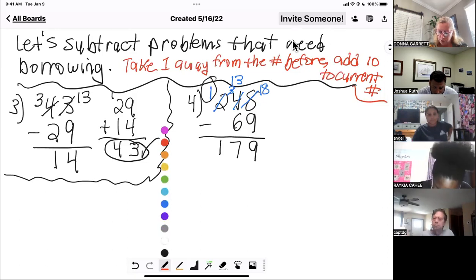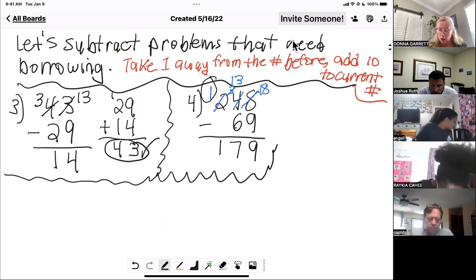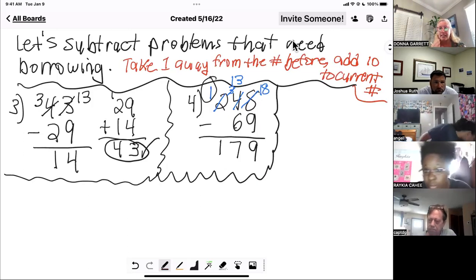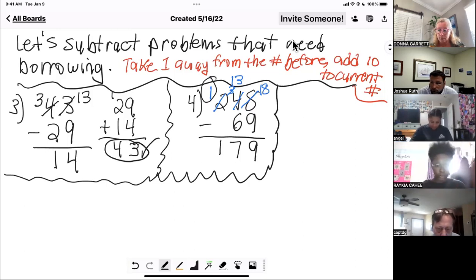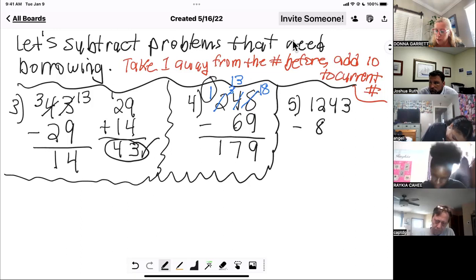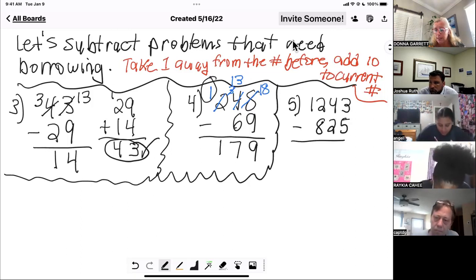And if you haven't done this in a while, I know it's quite challenging, but you'll get it. It just takes practice. Any questions? Okay, I'm gonna do a smaller one, but I'm gonna show you a crazy one. Okay, so I want 1,243 minus 825. And again, especially subtracting, make sure they're all lined up very neatly so you can follow it.